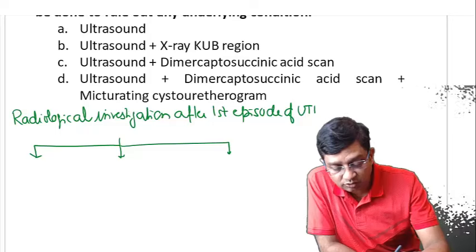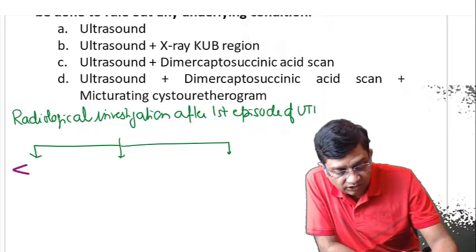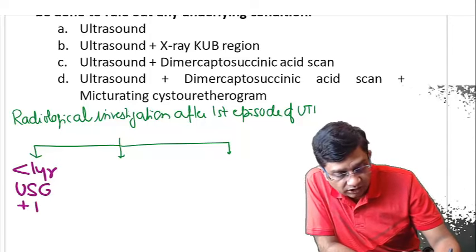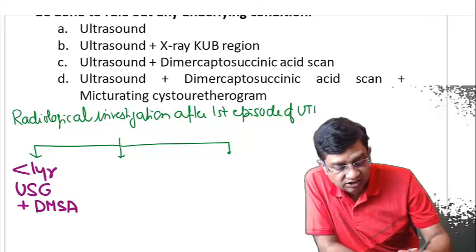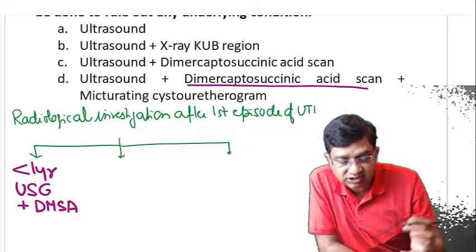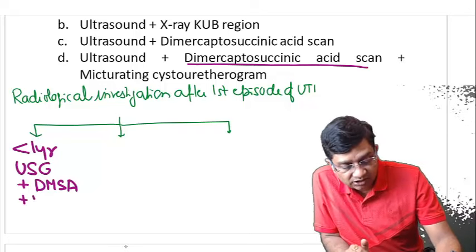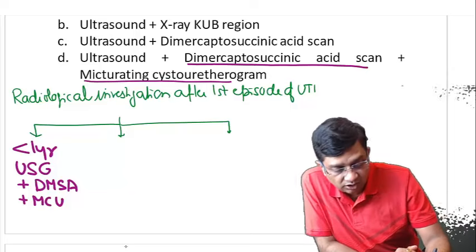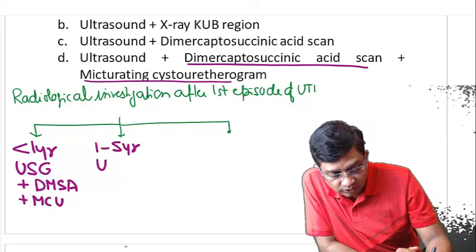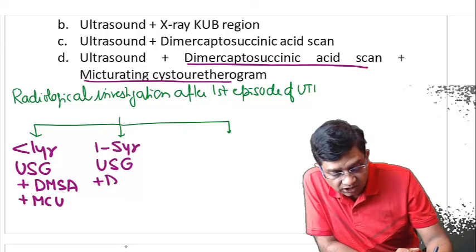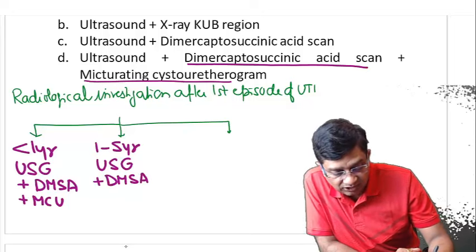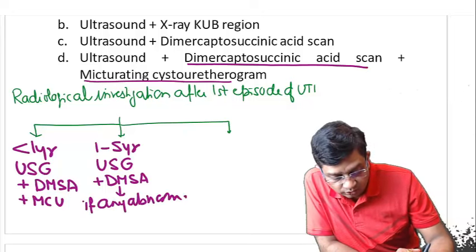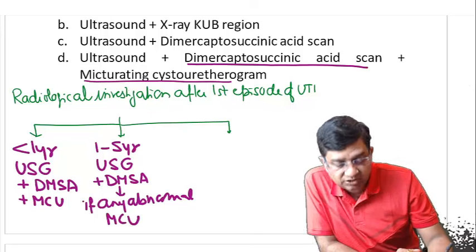If the child is less than 1 year of age, you go for USG, DMSA, which is the dimercaptosuccinic acid scan, and MCU, micturating cystourethrogram. For 1 to 5 years of age, you go for 2 investigations, ultrasonography plus DMSA, and if any of the 2 is abnormal, you go for MCU.